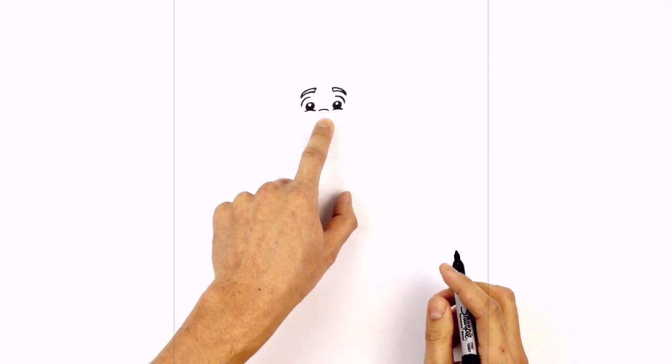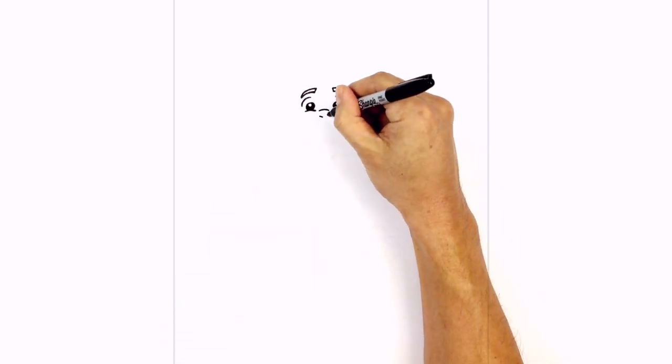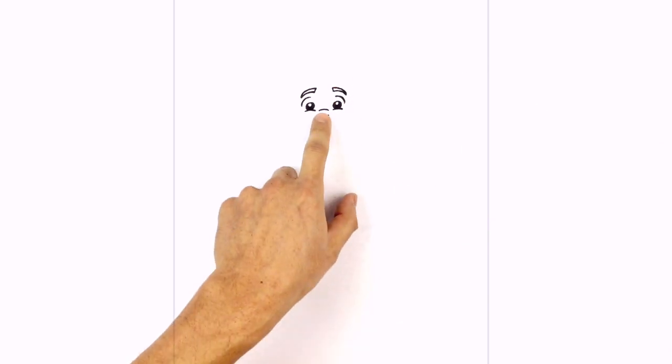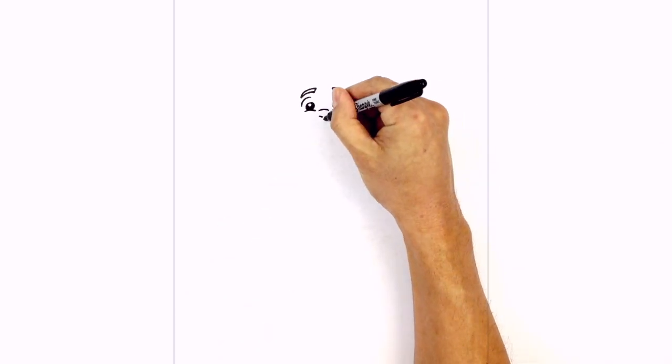And then down below we'll draw in the nostrils. So 2 angled lines coming in. Just below the nostrils we're going to draw a little point, just a little dot.